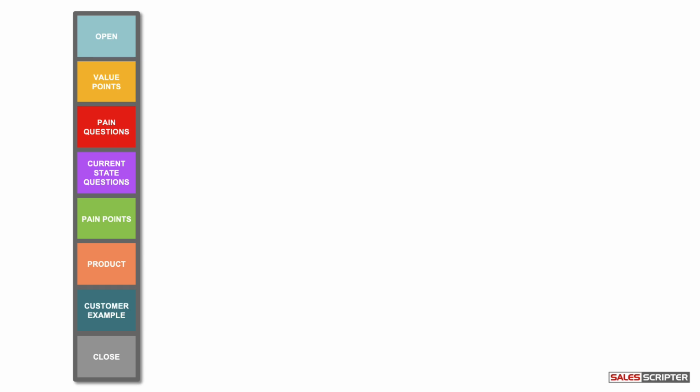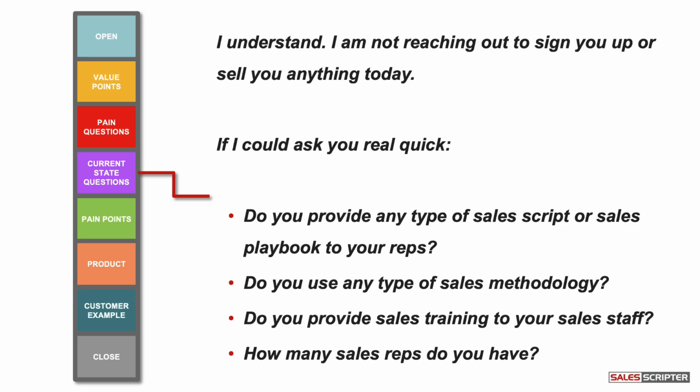You could deflect objections in the exact same way with your current state questions, and this is used in the exact same way as your pain questions. You're just asking about what's going on in the particular area where you have something to sell. Deflecting to your current state questions works really well when the objection is, we already use someone today. Oh, I understand. And listen, I'm not reaching out to try to sign you guys up or sell anything. If I could ask you real quick, how long have you been working with them? How's it going? Are you guys using any of this? How many systems do you have?